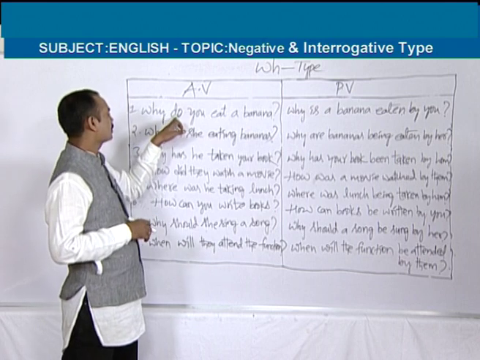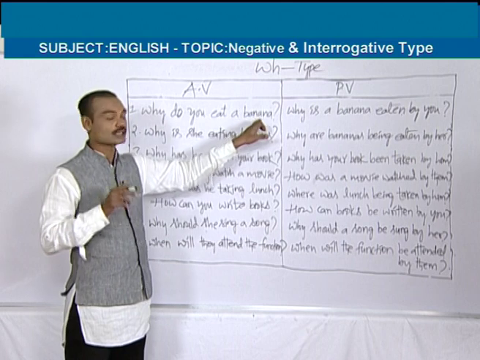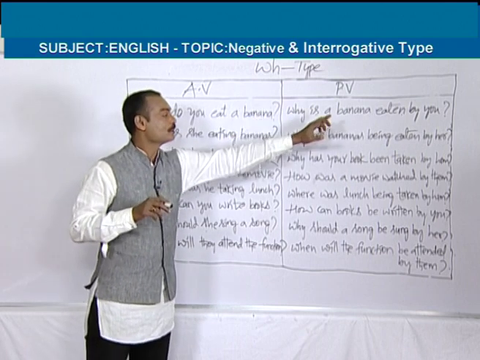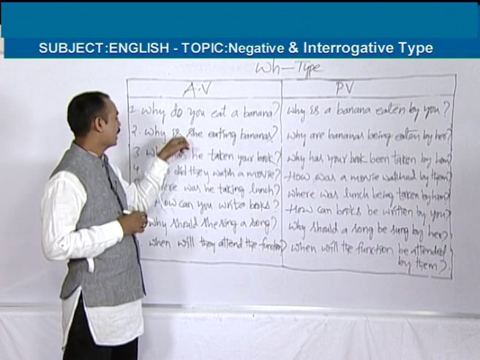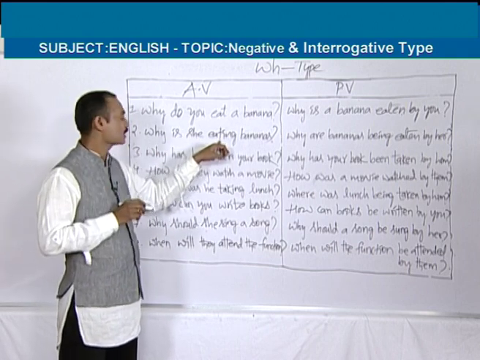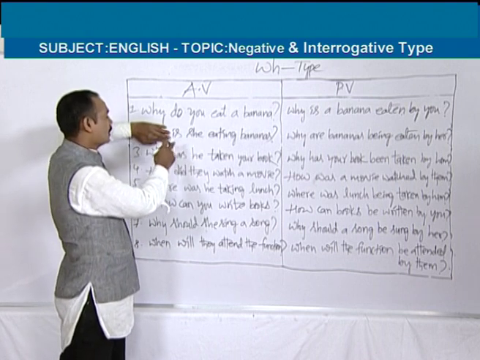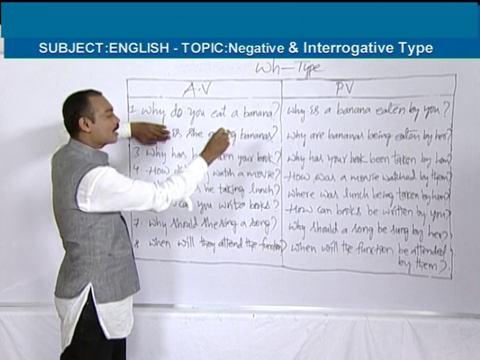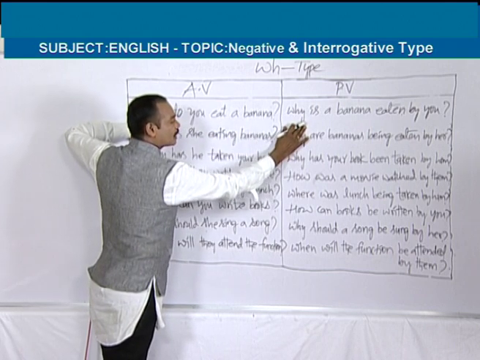You can take subject she. Why does she eat a banana? Why is a banana eaten by her? Like that. Next, am, is or are plus ing form means it is present continuous. See, if I close it, again it becomes interrogative type. Is she eating bananas? Are bananas being eaten by her? That is called interrogative type.